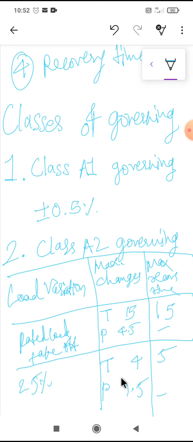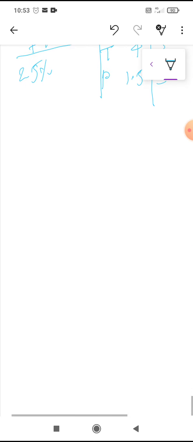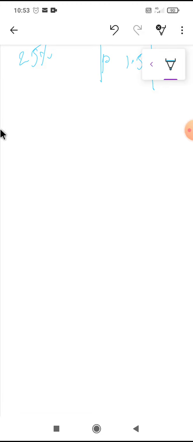And the steady state band shall be measured for a period of 2 to 5 minutes, and the maximum and minimum speed readings shall be taken for the period of steady state speed band measurement. So this is for class A2 governing. Now we will see the next class, that is class B1 governing.